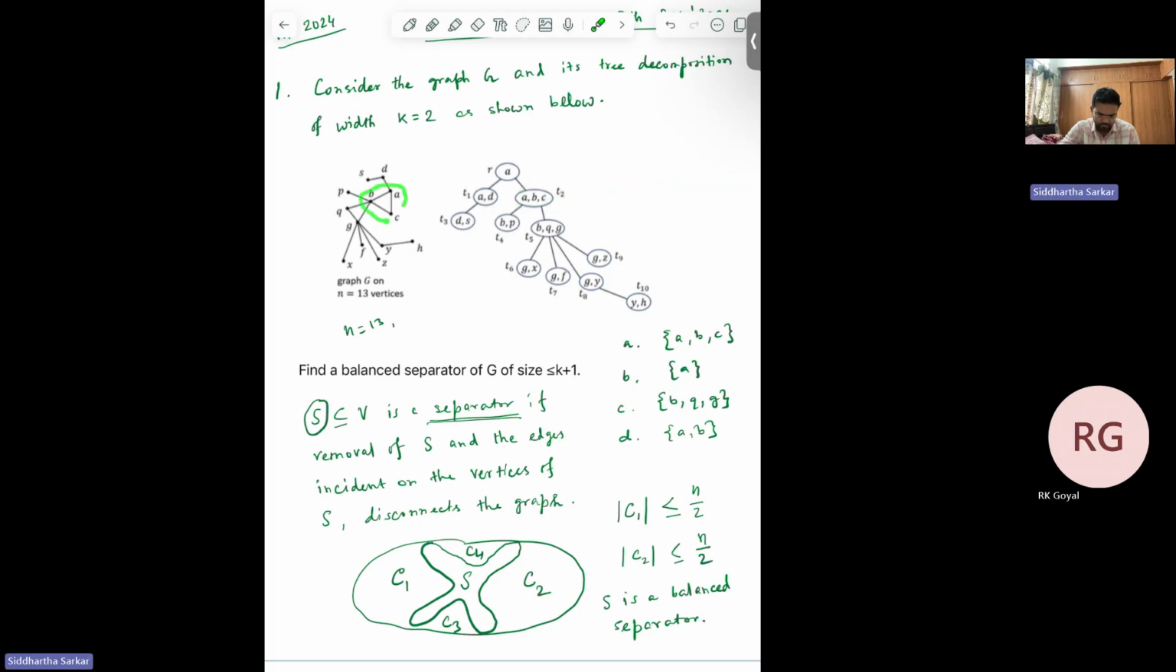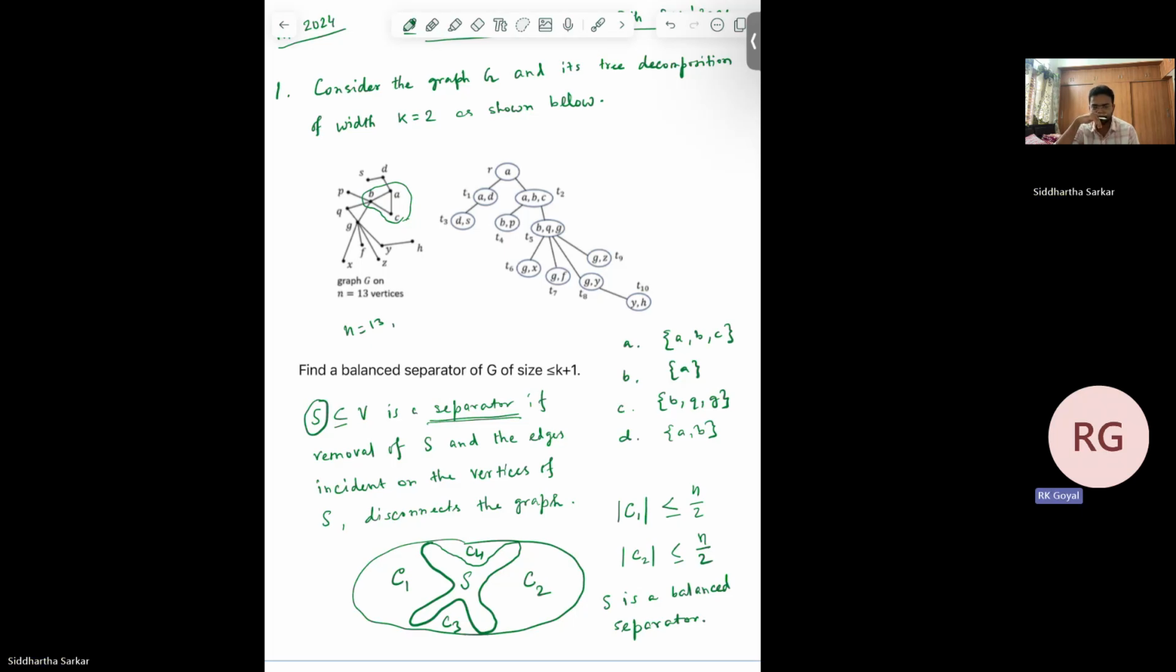If we delete ABC, what are the components we get and are all the components light? If we remove ABC, then still we would have one heavy component having G, X3, Y, Z, Y, H, six elements. So after removal of the bag, we should focus on the heavier component and check whether its size is less than or equal to n by 2 or not, and the other components automatically will fall into place.